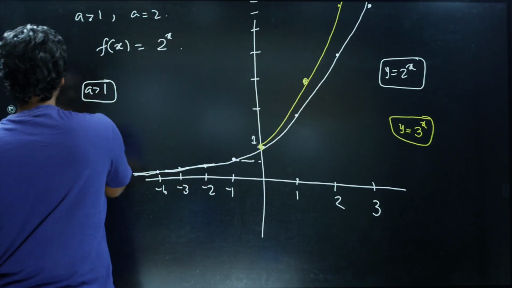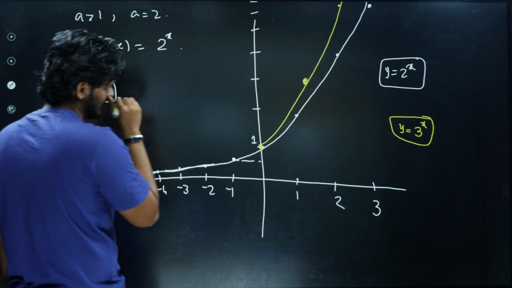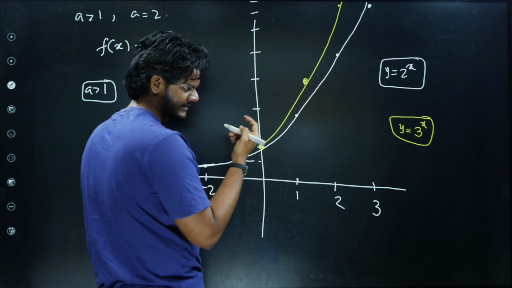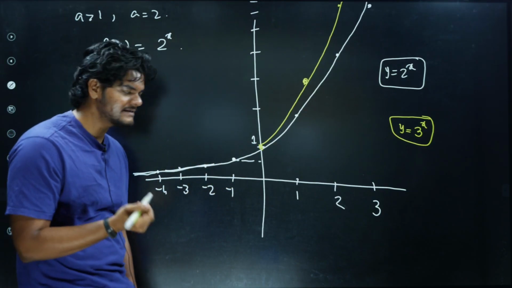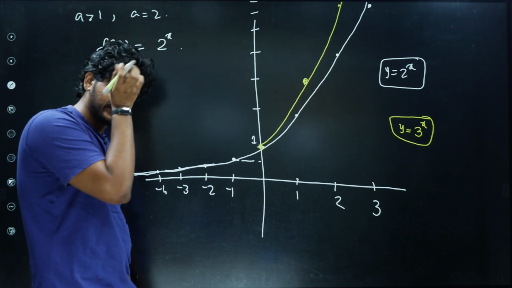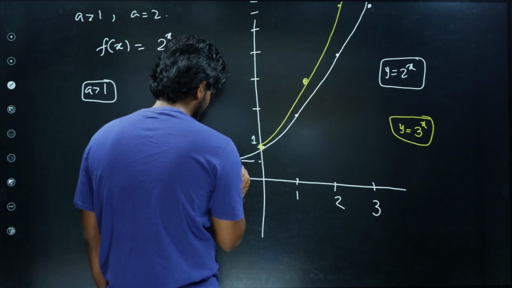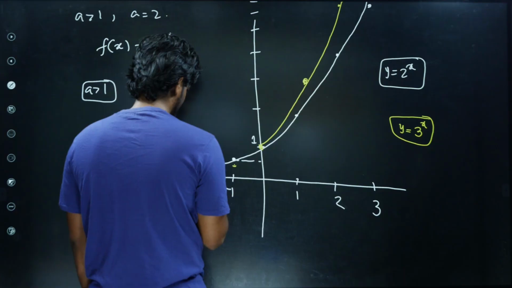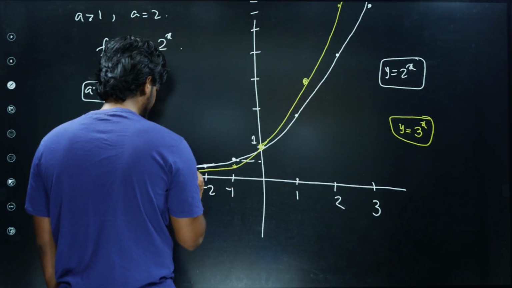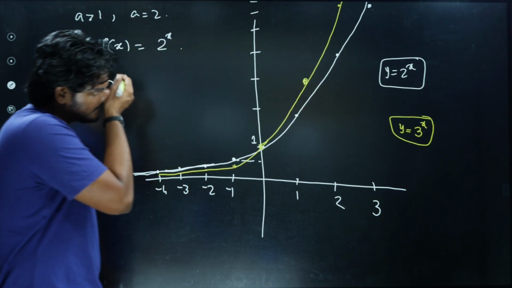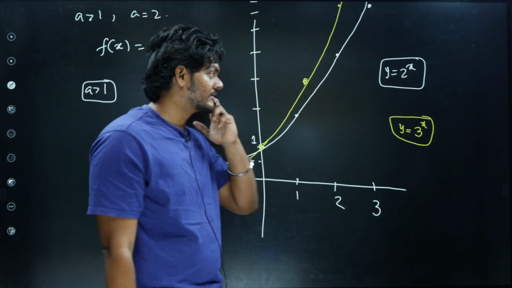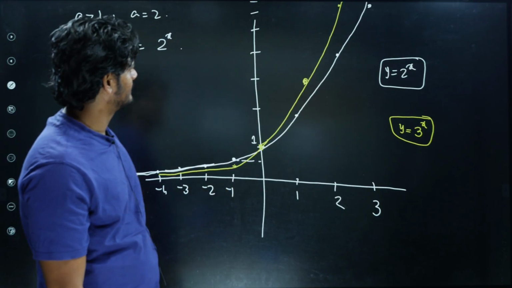Right, that will be 3 power x. And how about here at minus 1, it will be 1 by 3. What is 1 by 3? It is less than 1 by 2, of course. So it is somewhere here. So when x is negative, it is below the graph of 2 power x. When x is positive, it is above the graph of 2 power x. So that is the comparison.